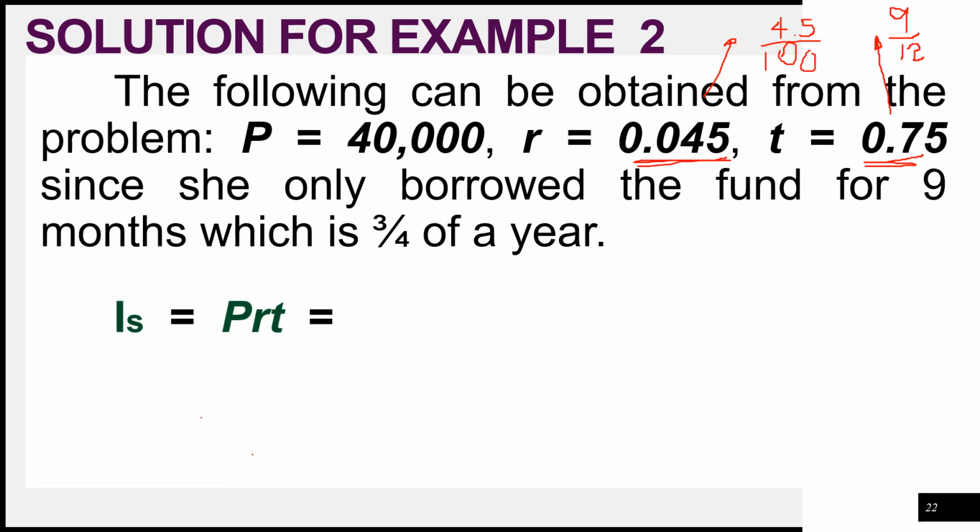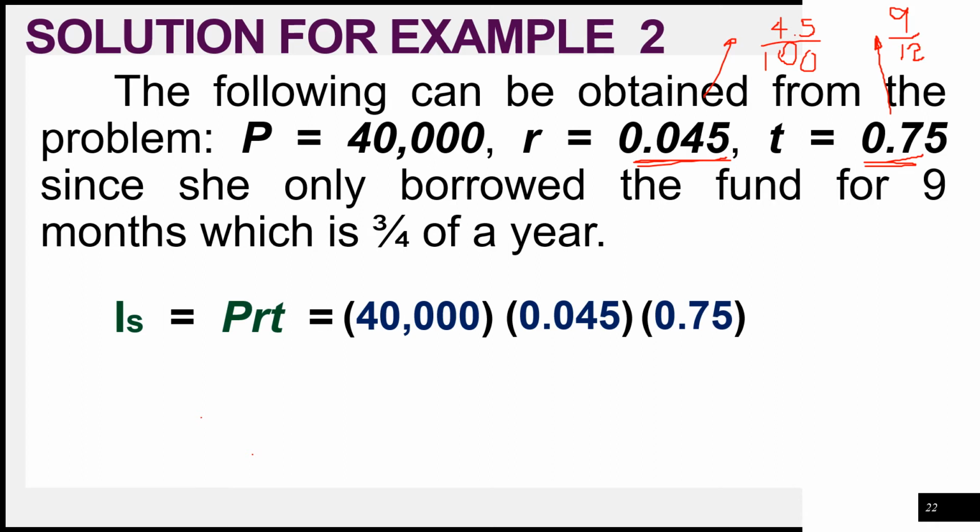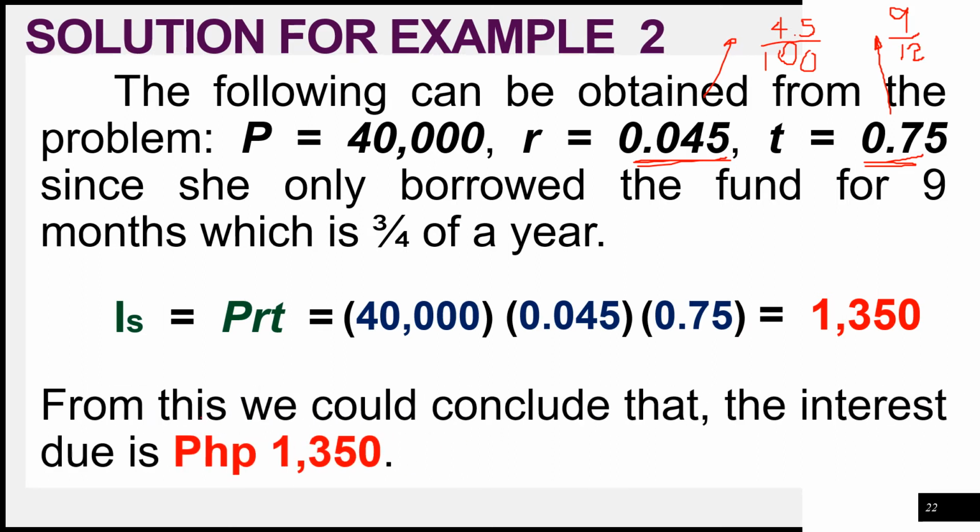We are going to solve for the interest by multiplying the P, R, and T. Then we have the principal, 40,000 pesos, times the rate, which is 0.045, times the term, which is 0.75. Multiplying all of that, we get 1,350. From this, we could conclude that the interest due is 1,350 pesos.